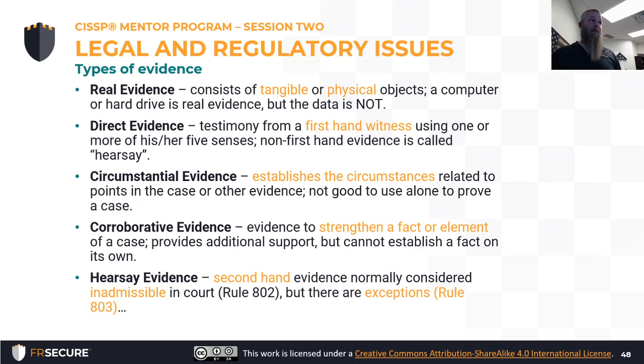So the 5 types of evidence. This is different than that other. This is the actual types of evidence. The first is real evidence. Real evidence is tangible evidence. Computer evidence is never real evidence. It's always hearsay evidence, but they codified some exceptions to make it still admissible in court, because typically hearsay evidence won't be admissible in court.